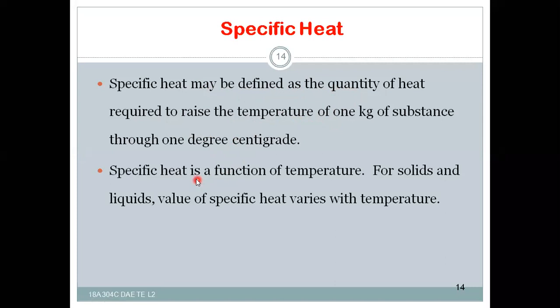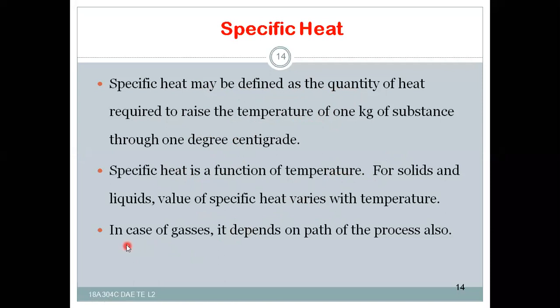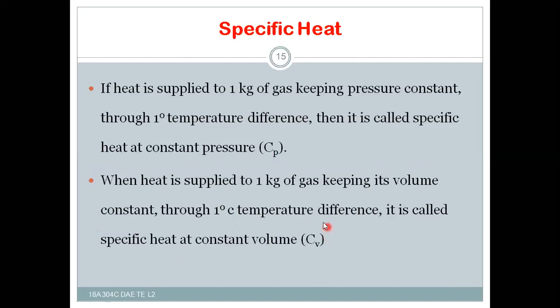Specific heat is a function of temperature, and for solids and liquids the value of specific heat varies with temperature. In case of gases, it depends on the path of the process also. That means for solids and liquids, specific heat varies with temperature, whereas in case of gases, it depends on the path of the process also.